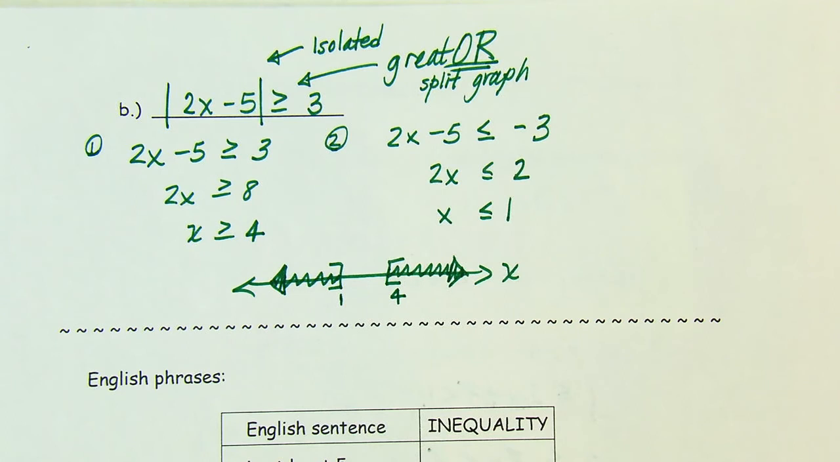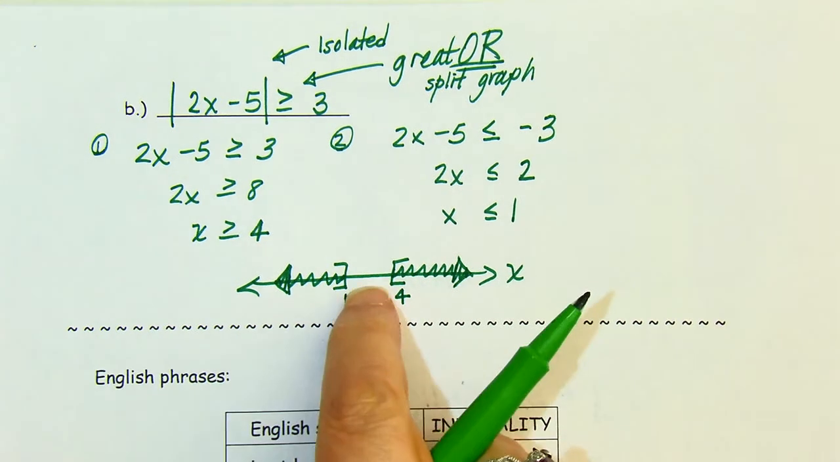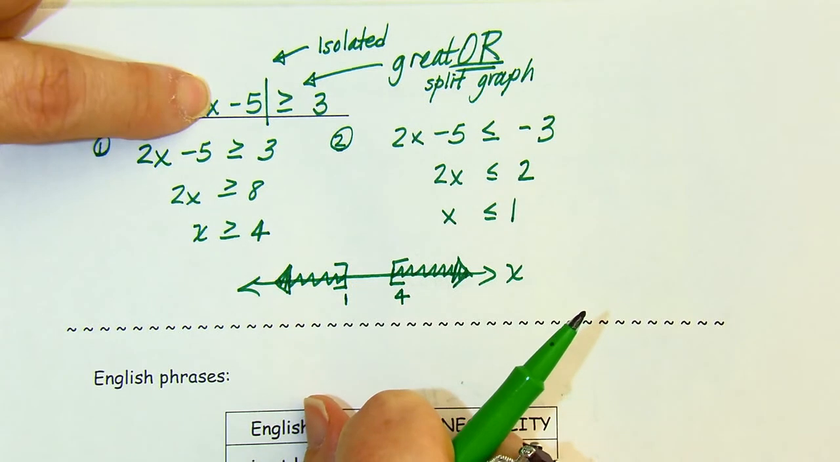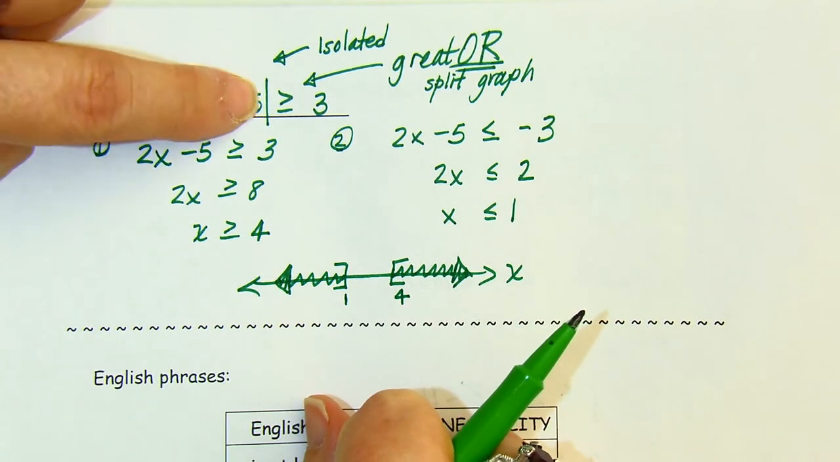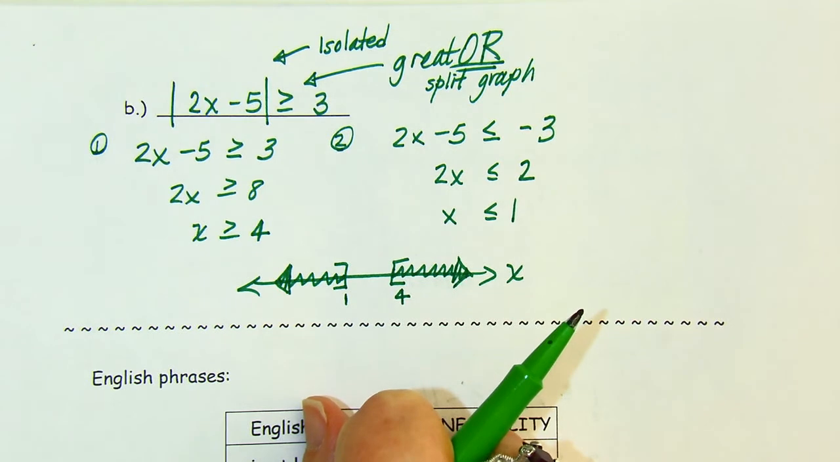Either the solutions are on the left side or on the right side. None of the values in between 1 and 4 are going to make this true. If you substitute, let's pick a value of 2. If I put a 2 up here, 2 times 2 is 4. 4 minus 5 is negative 1. The absolute value of negative 1 is 1. 1 is not bigger than or equal to 3.